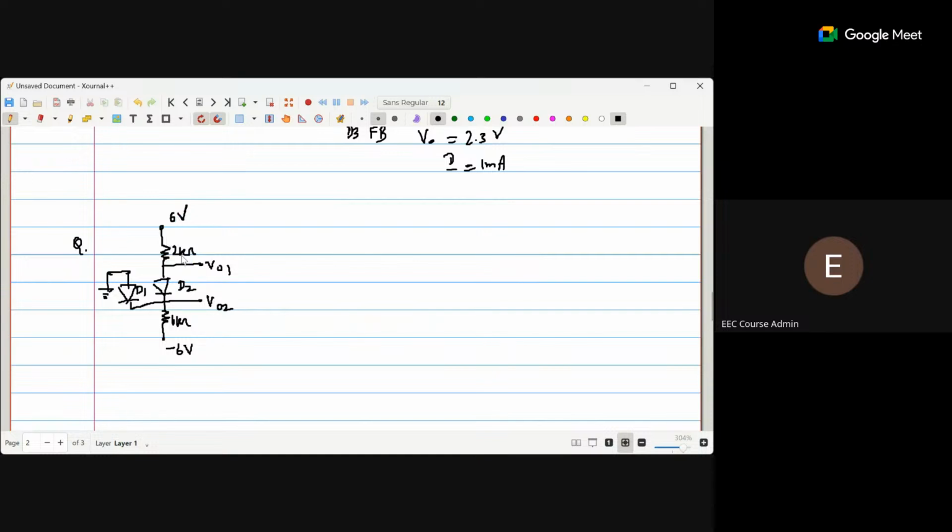So 6 volt, 2 kilo ohm, D1, D2. This is actually 1 kilo ohm. Okay, this is 1 kilo ohm. You have to find out V01 and V02. Are these diodes ideal? Yes.